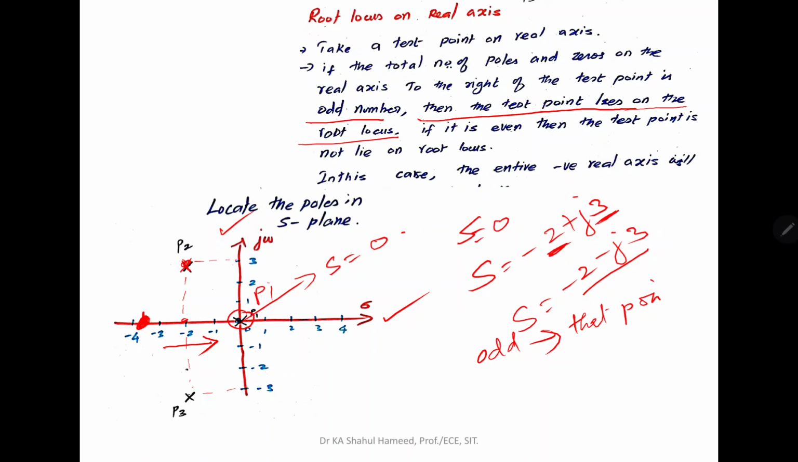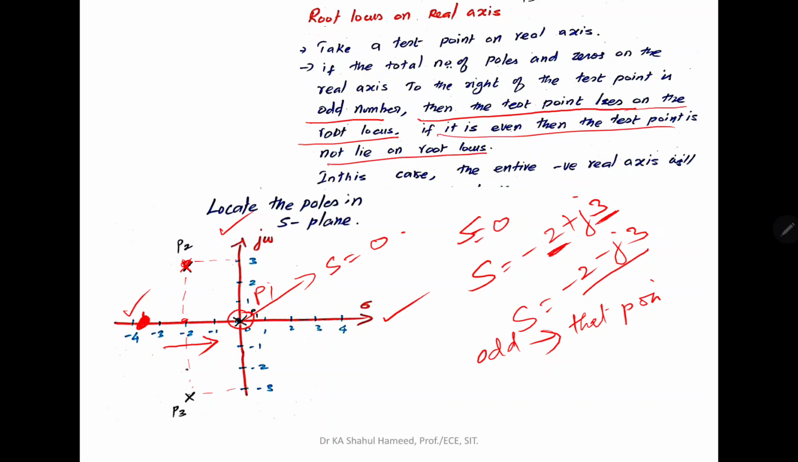So we are going to take a test point and count how many poles and zeros are available on the right-hand side of the test point. If the count of poles and zeros is an odd number, then we can conclude that the test point lies on the root locus. At the same time, if the count is an even number, then that test point is not on the root locus branch. So this is the conclusion.